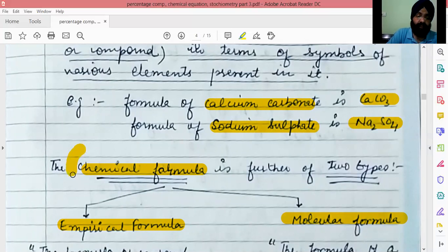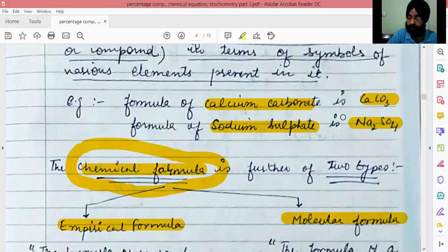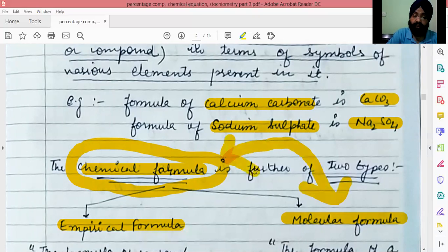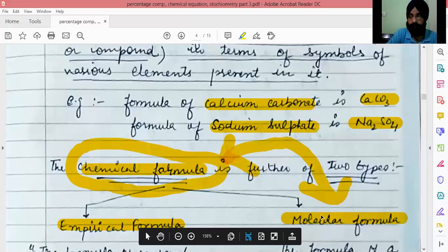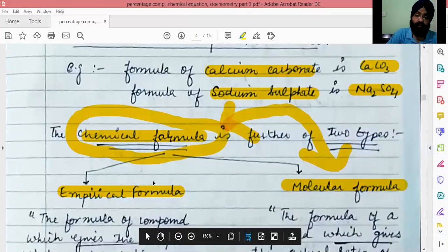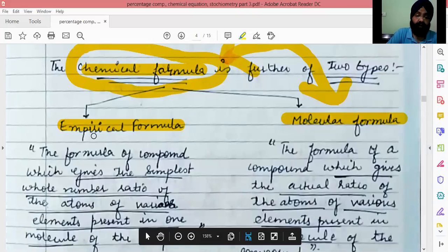So basically the chemical formula we know gives the exact number of atoms of all the elements constituting the molecule of that compound. So what we know till now is that the chemical formula and molecular formula are the same, and they are the same in actual. But this chemical formula is of two types, right? One is the empirical formula and the other one is the molecular formula.